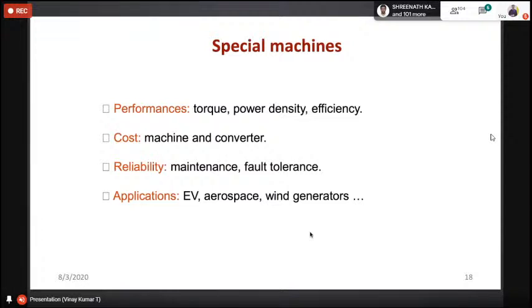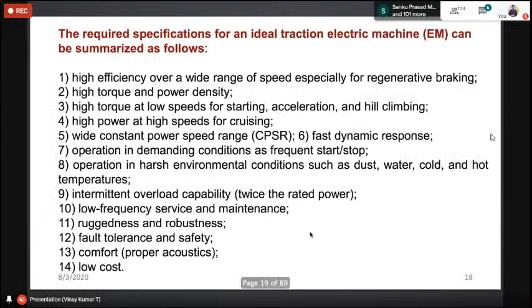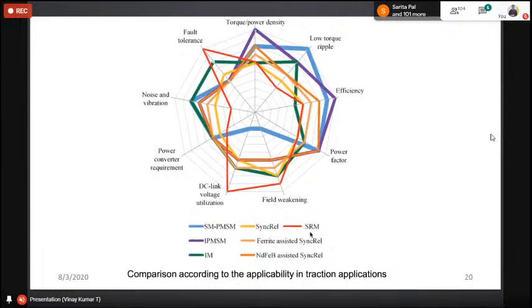Especially in aerospace, wind generators, electric vehicles, size is the main constraint, right? That's why the applications of special machines are increasing in electric vehicle, aerospace, wind generators. Wherever space constraint is there, you can select special electrical drives. This is the comparison according to the capability of each drive, right? So try to identify the colors.